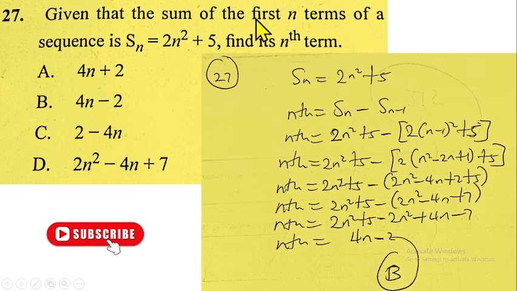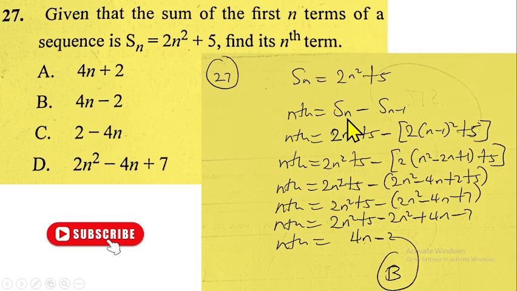Question number 27. Given that the sum of the first n terms of a sequence is sum of n terms equals 2n squared plus 5, find its nth term. So to find the nth term of a sequence, given the sum of terms of that sequence, we say that the nth term is sum of n terms minus sum of n minus 1 terms. So to find the nth term given the sum of terms of a sequence, you have the nth term to be sum of the nth term minus sum of the n minus 1 term.